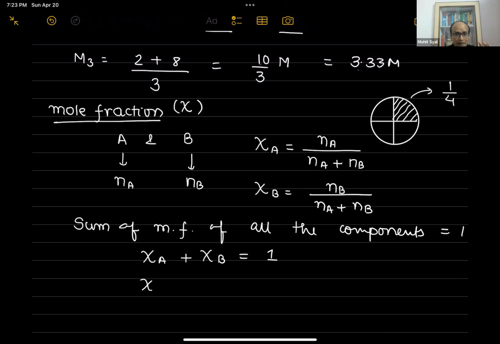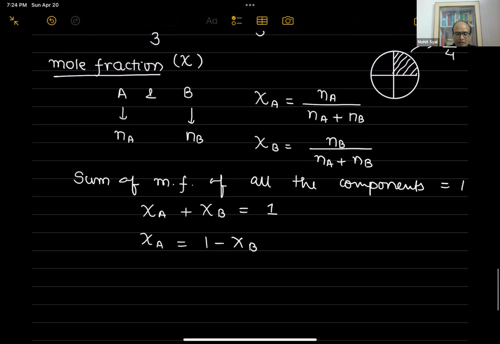Suppose, and this saves a lot of our time also, in case we find the mole fraction of any one component, we can get the mole fraction of the other component by subtracting it from 1. So just keep that in mind. But if you have 3 components, then you need to add 3 mole fractions to get 1. You need to add the mole fractions of all the components. Got it? Then only you are going to get 1.